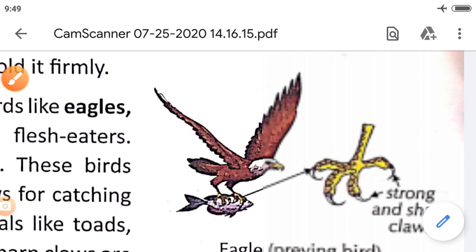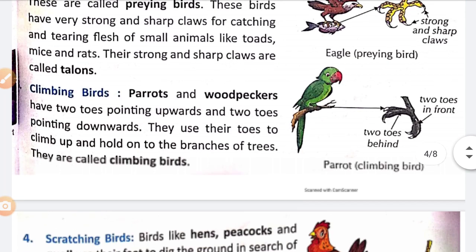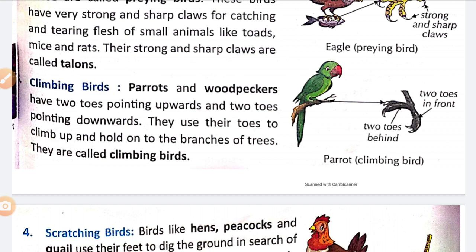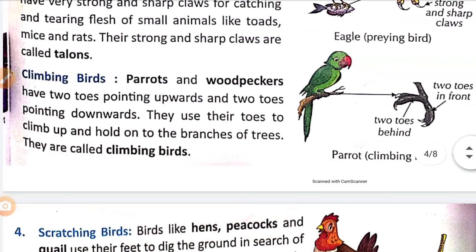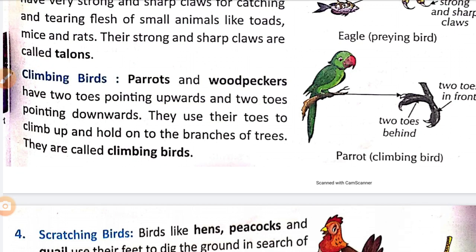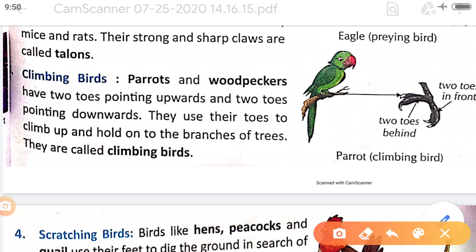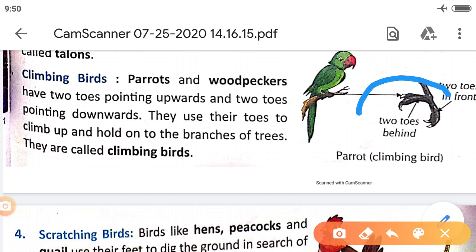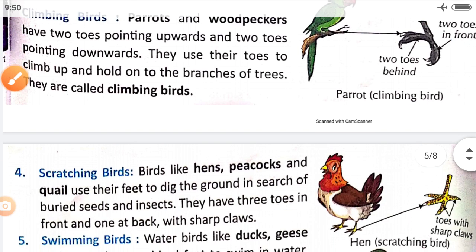Okay, next. Climbing birds. Parrots, woodpeckers have 2 toes pointing upwards and 2 toes pointing downwards. अभी हमने क्या देखा, 3 toes आगे होते हैं, 1 toe पीछे होता है. लेकिन ये जो बर्ड्स हैं, क्लाइंबिंग टाइप ऑफ बर्ड्स, they are having 2 front and 2 at the back. Okay, so 2 pointing upwards and 2 pointing downwards. They use their toes for climbing up and holding on to the branches of the trees. They are called climbing birds.